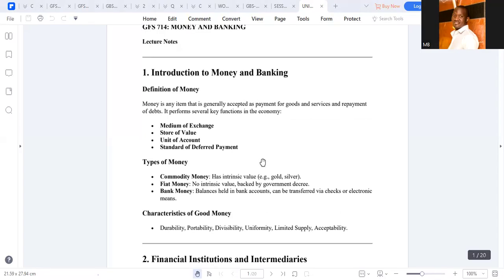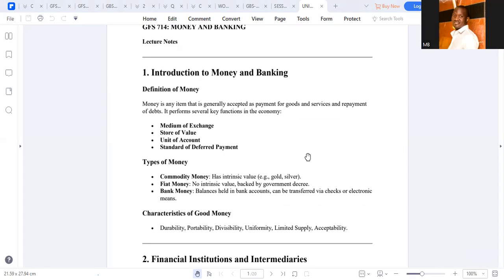So money in banking, predominantly we're discussing money. And money is any item that is generally accepted as payment for goods and services, and payment for debt. So money performs a lot of key functions, including store of value, medium of exchange, unit of account. It's also a standard of deferred payment.